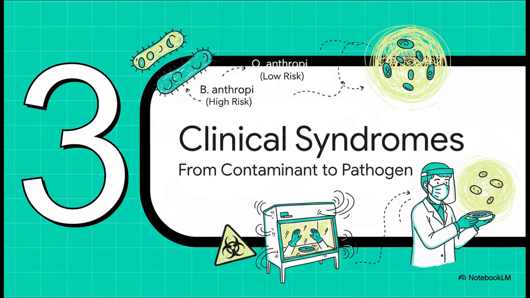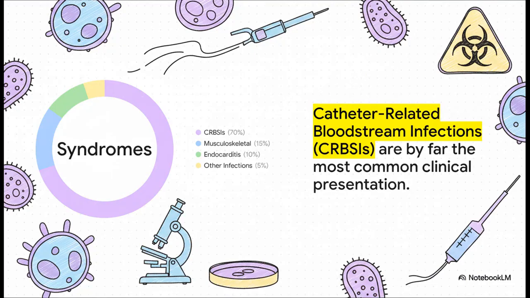Okay, so we've nailed the ID in the lab. Now let's switch gears and talk about the patient. It's really tempting to write this organism off as just a contaminant, but trust me, that can be a big mistake. This thing can be a nasty pathogen. So what kind of trouble does it cause? The number one thing you're going to see by a long shot is catheter-related bloodstream infections, CRBSIs. This bug absolutely loves plastic. It forms these stubborn biofilms on central lines, making it a huge problem for our most vulnerable patients.